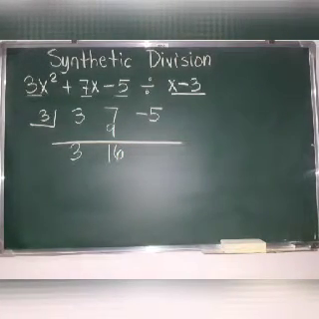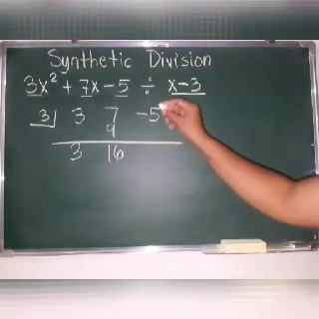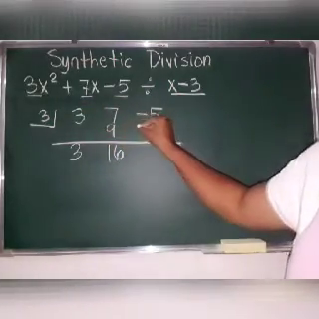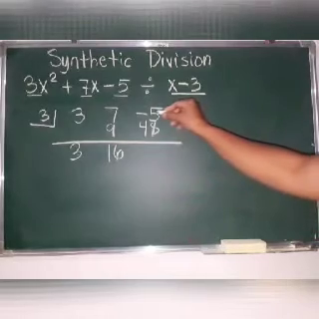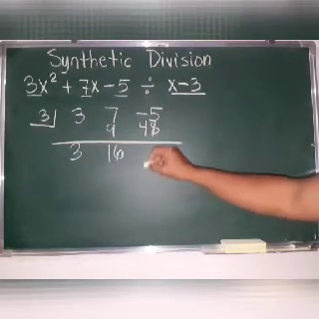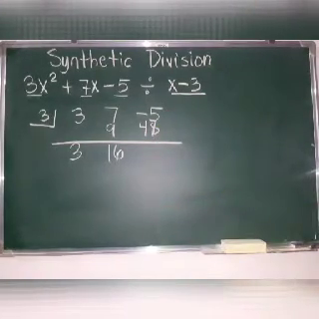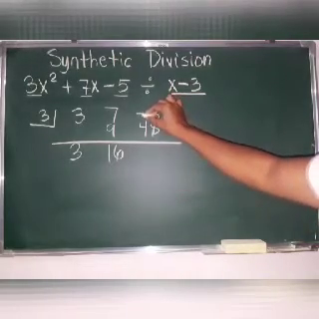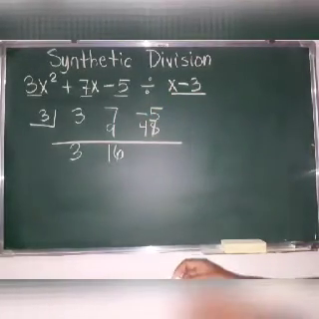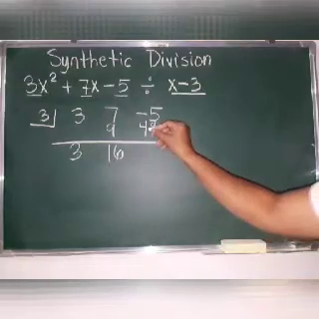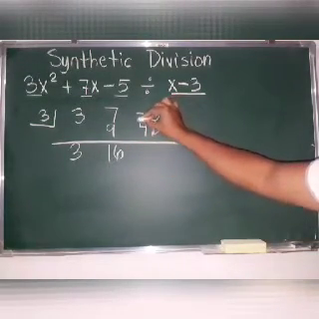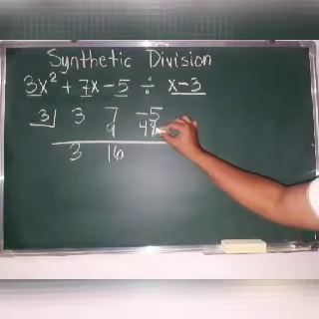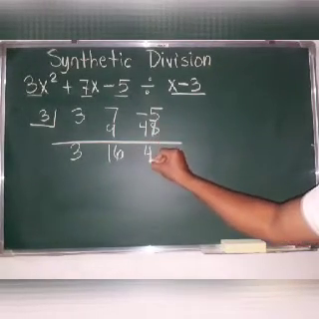And then, 16 times 3, we have 48. And of course, negative 5 plus positive 48, since this unlike sign sila, so copy the sign of the greater value, which is positive 48, so positive tayo. And then, since unlike, susubtract natin. 48 minus 5, we have 43.